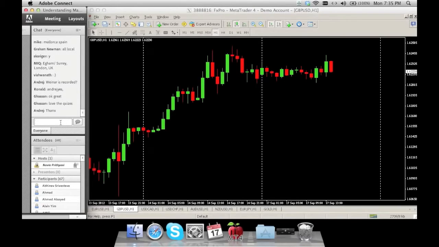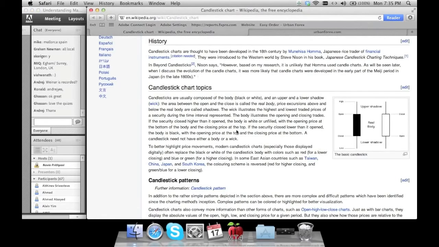Okay, so candlestick patterns. Basic history on candlestick patterns: they were developed in the 18th century by this dude over here. He was a Japanese rice trader of the financial instruments. And then it was brought to the Western world by Steve Nison with his book Japanese Candlestick Charting Techniques.